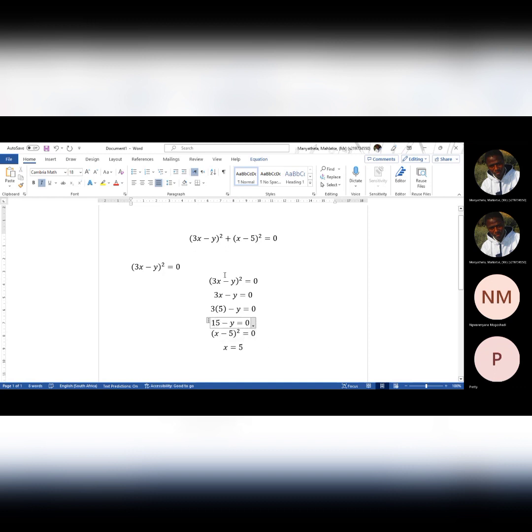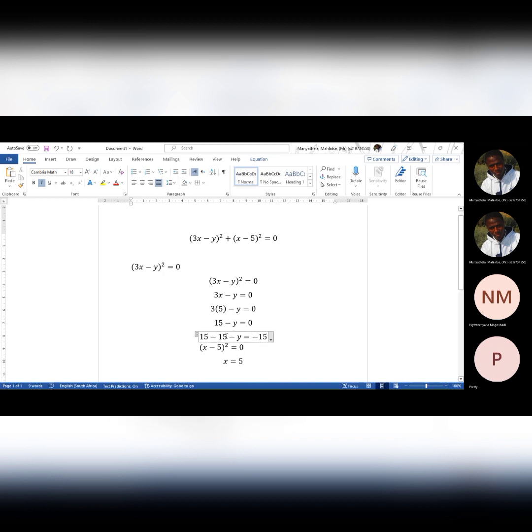Let's take 15 to the right hand side. Okay, what we are actually doing is subtracting 15 on both sides. So 15 cancels 15 on the left, and on the right we get negative 15.